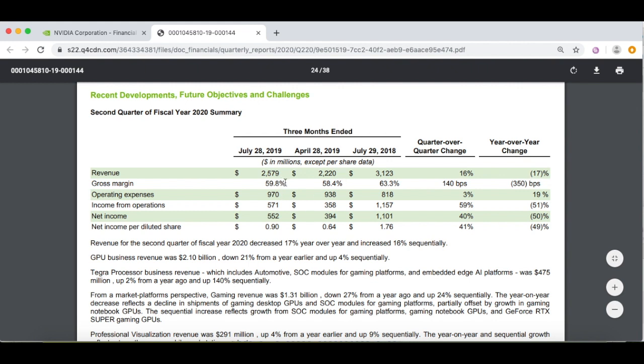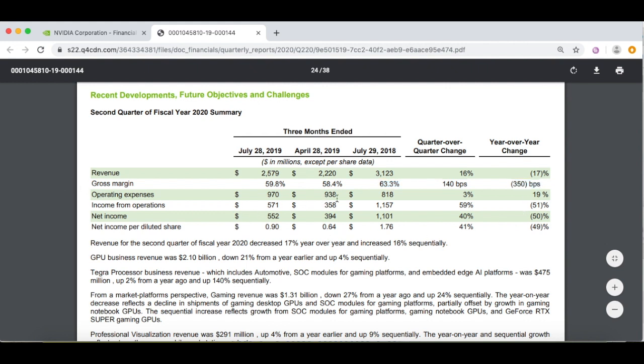I'll show you again. Gross margin. So gross margin for the quarter, gross margin last quarter, gross margin a year ago. So gross margin increased, as we see here, 140 bips. So it went from 58.4 to 59.8. That's 140 bips. Okay, but look, it went down 350 bips. That's what it's showing you there.